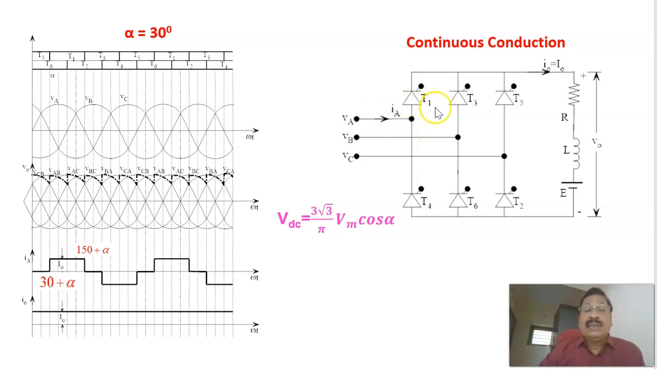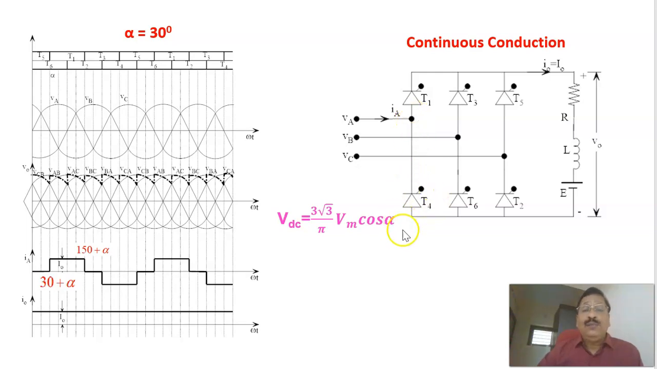If thyristors T1 and T2 are conducting, the current flows from this line through T1, returning back through the RLE load to T2, and then returning back to the source C. Then the current through the line is in the positive direction, and its magnitude is the same as capital I naught. And when none of these thyristors, T1, T2, T4, are conducting, the current through the line IA equals 0.